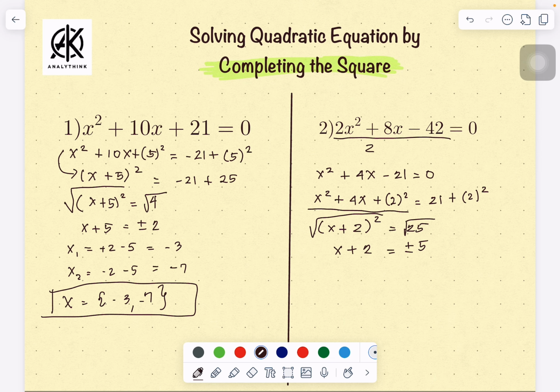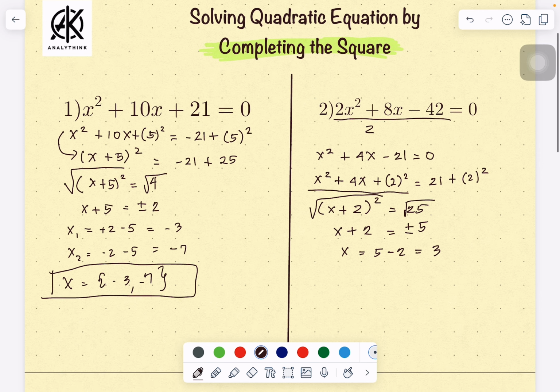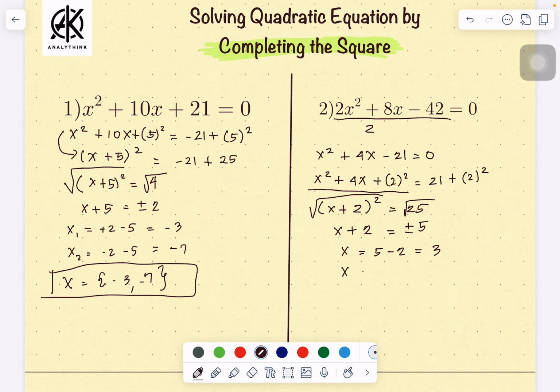Now you have two possible values for x here. You have positive 5 minus 2, so that is positive 3. And another possible value for x would be negative 5 minus 2, so that would be negative 7. So the solution set for this equation would be 3 and negative 7.